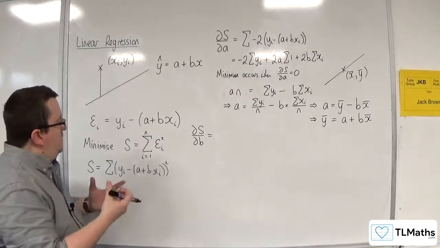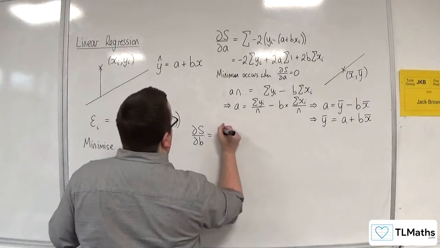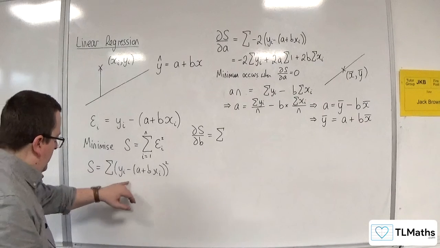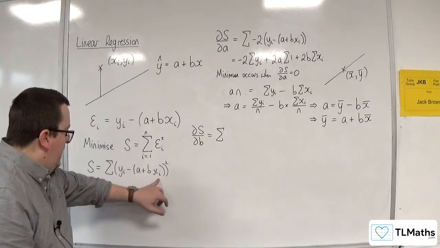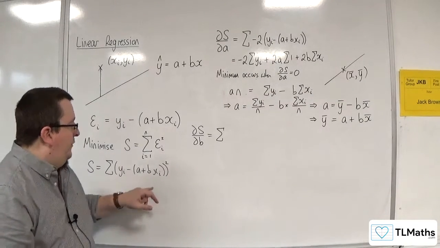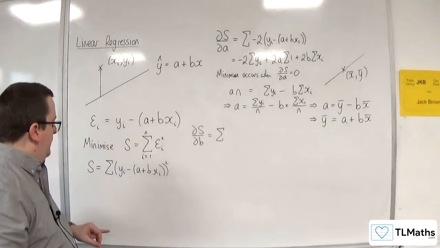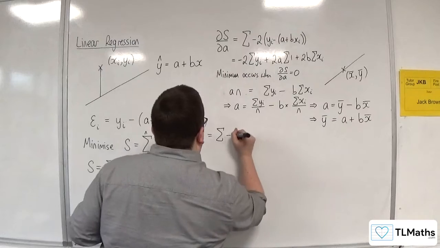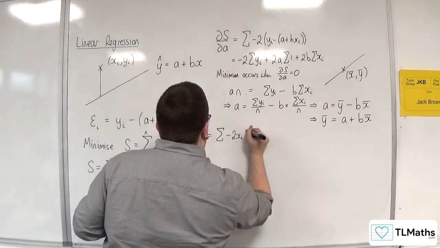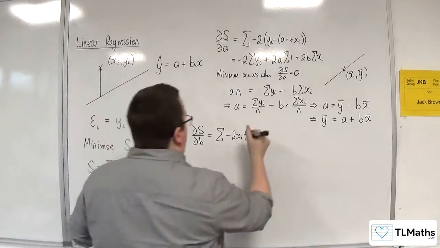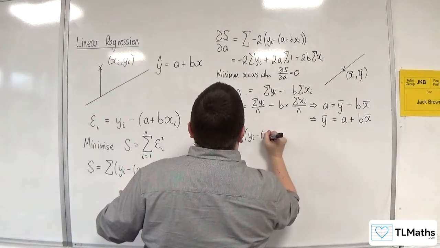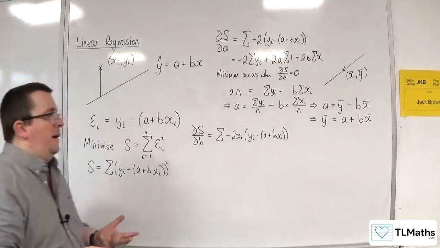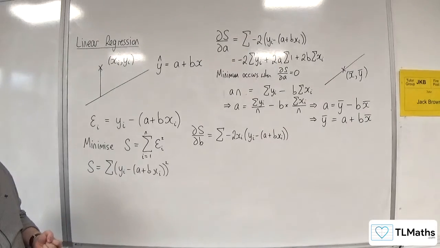So using the chain rule, the derivative of the inside is, we're going to have minus bxi there, aren't we? So the derivative of the inside is minus xi. And the 2 is going to come down to the front. So minus 2xi, and then we've got yi take away a plus bxi, and I've dropped 1 from the power.